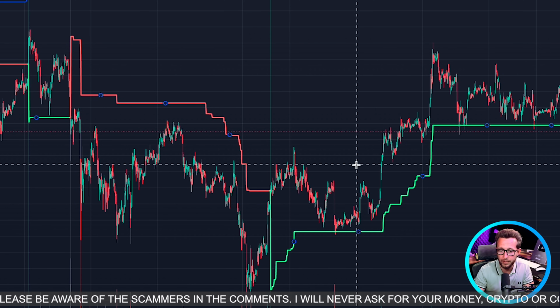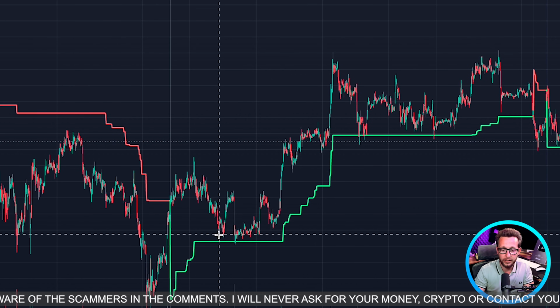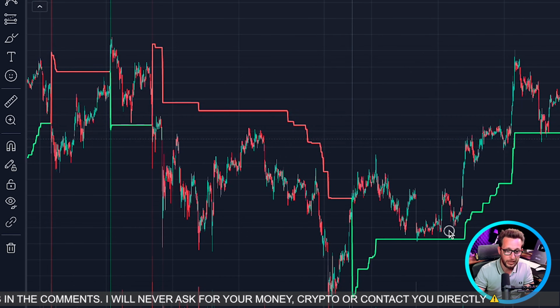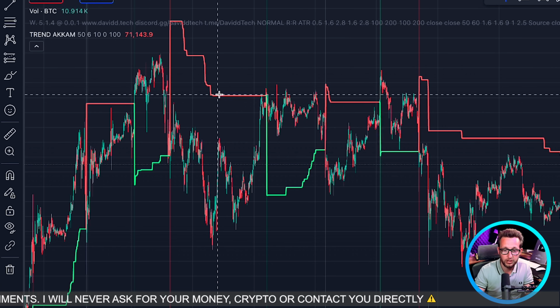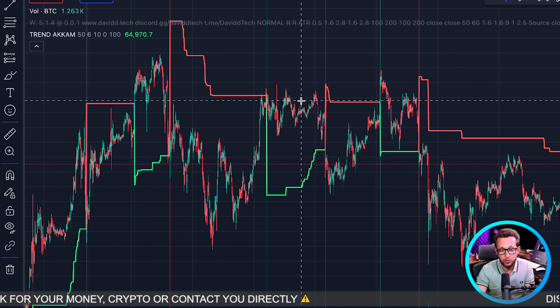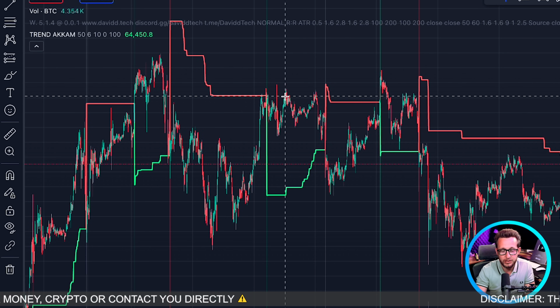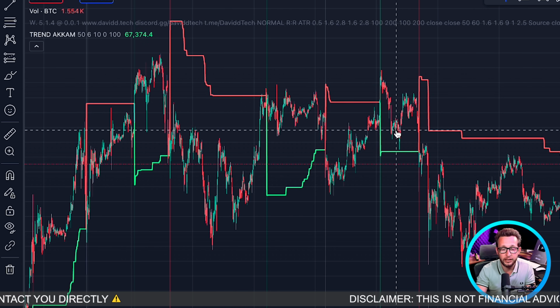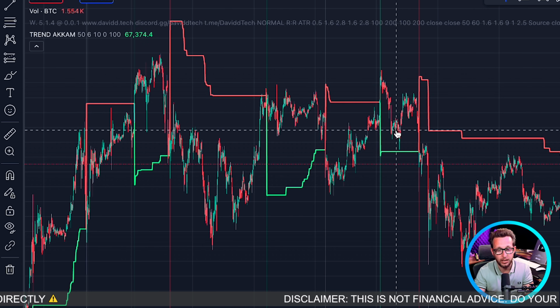As you can see, it kind of builds a stepping line and hugs at price as it's bullish and then also as bearish. Now, as you can see, there are zones like this one here where you'd get stopped out a lot because we never use one single indicator here at David Tech. We're going to be using this just to give us our trend direction, and then we're going to add a couple of other indicators to help us get our entries.